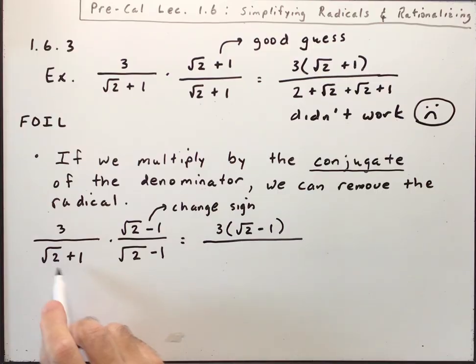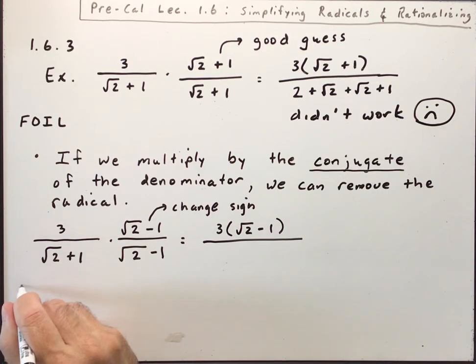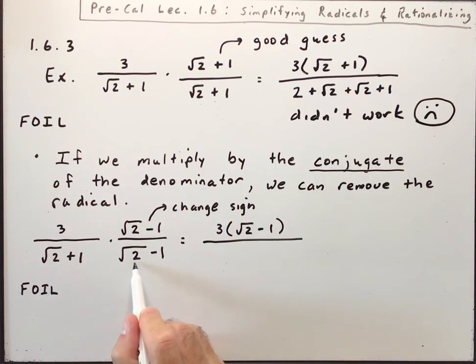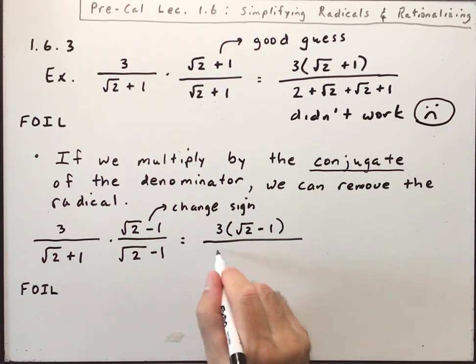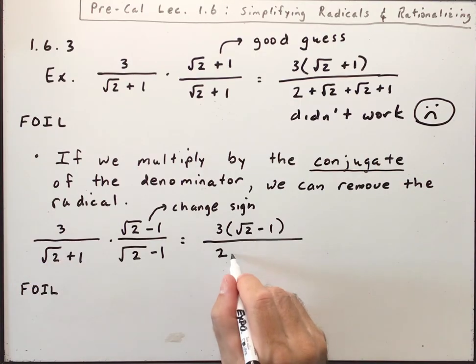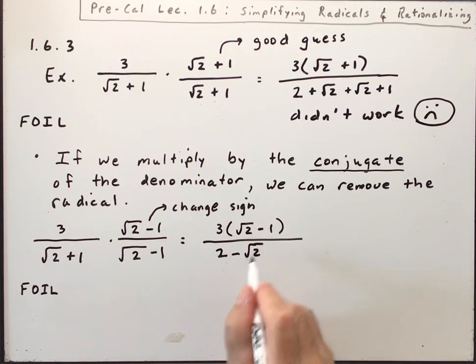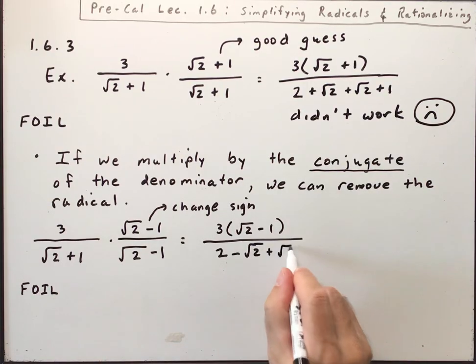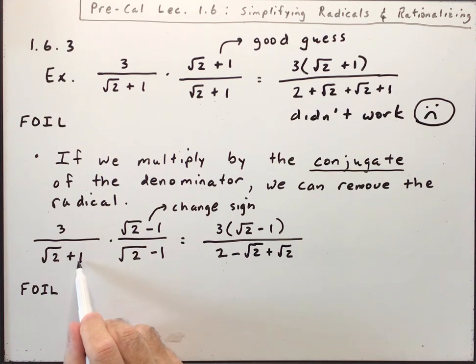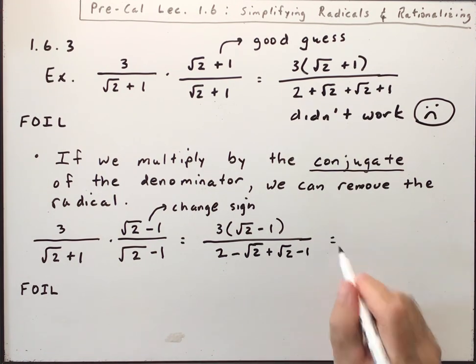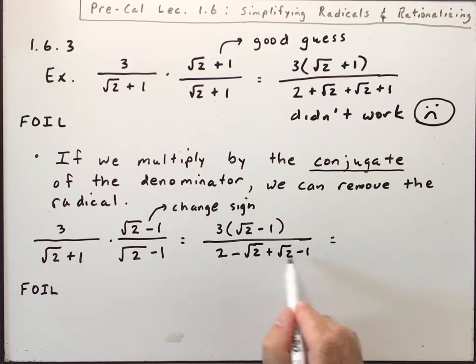And on the bottom, we FOIL again. Okay, we're going to FOIL this. So square root of 2 times the square root of 2, that's the first, is just 2. The outside would be square root of 2 times negative 1, so that's minus the square root of 2. The inside is 1 times the square root of 2, so that'd be plus the square root of 2. And then the last would be 1 times negative 1, so minus 1. Well, that's really useful because minus root 2 plus root 2, those cancel.